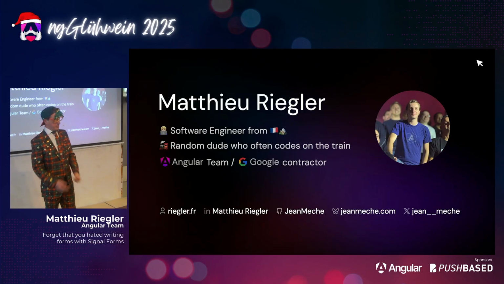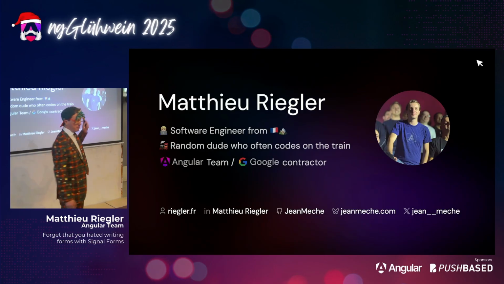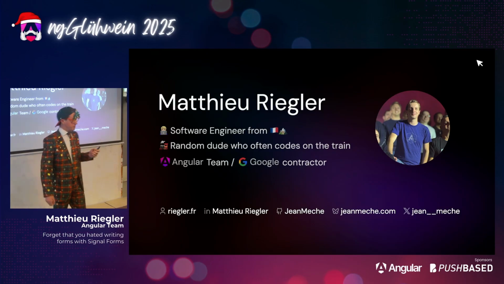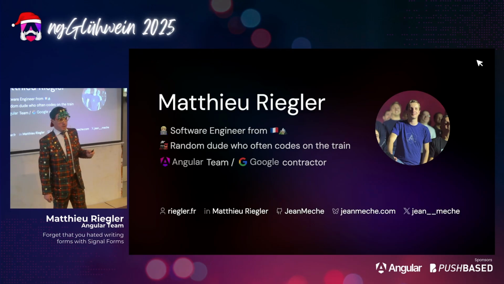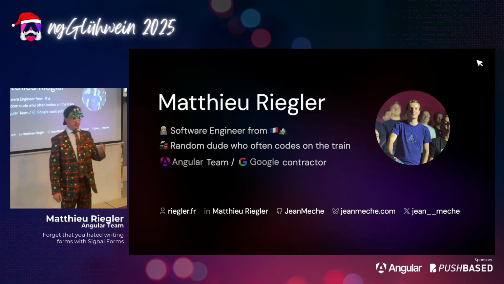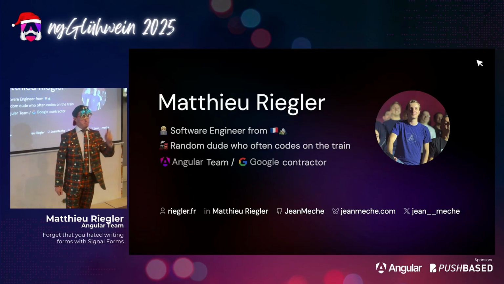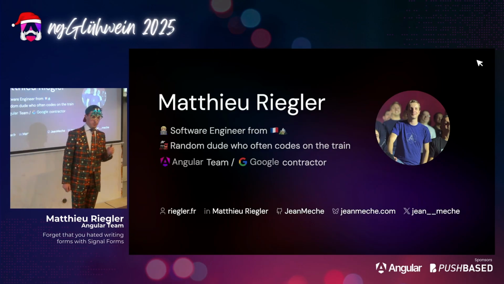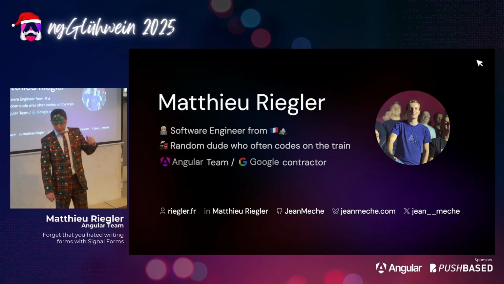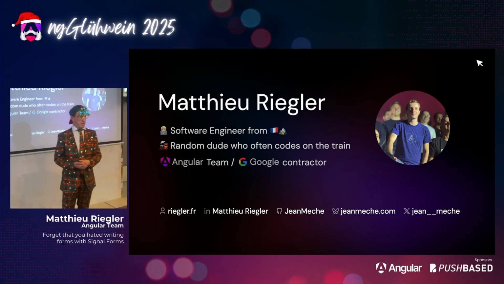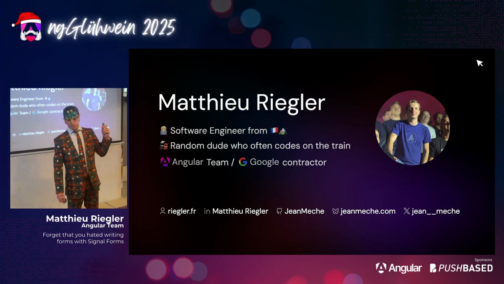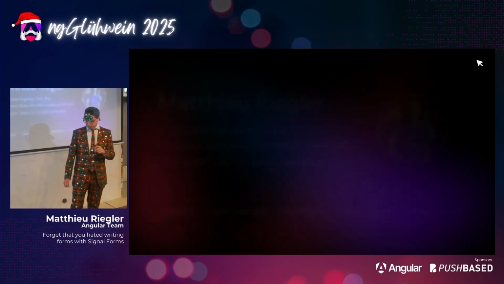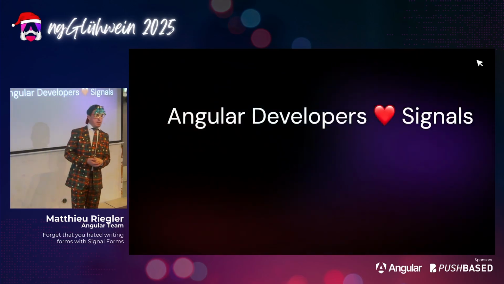Like Michael introduced me, I'm Matthieu Riegler. I'm a software engineer. I come from France, in the Alps, the other side of the Alps. So yeah, I like to code on the train. I'm always on the road, posting pictures of me writing code anywhere. Like when I went to Angular Connect, I made sure to submit an API while being under the channel, in the tunnel. So yeah, like he said, I'm part of the team. I work for Google as a contractor, and you can find me on different social networks: Twitter, X, Bluesky, LinkedIn, etc.